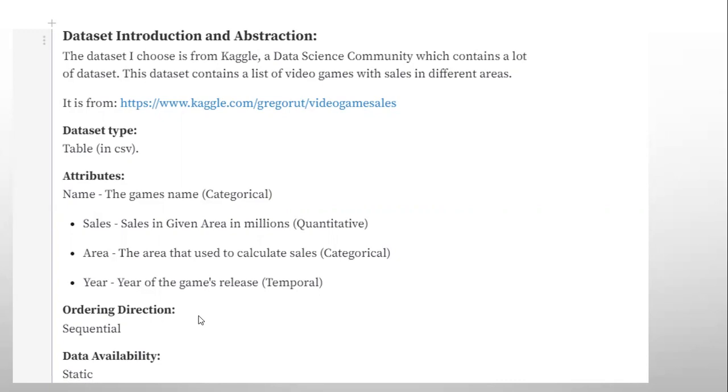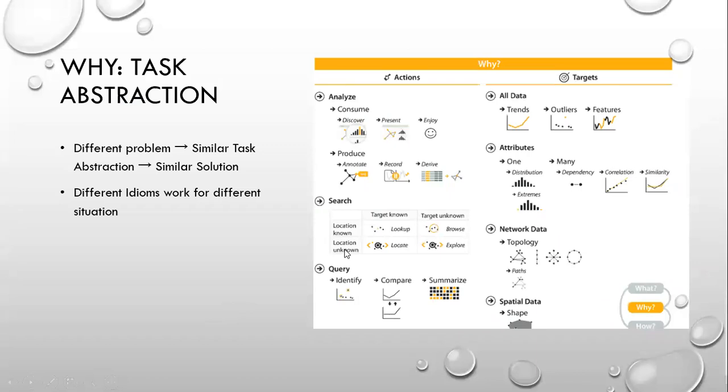And then let's have a look at the task abstraction. Why task abstraction? Different problems may have similar task abstraction, and in this case, we can use a similar solution. Also, different items work in different situations, so we should do the task abstraction to select appropriate items.